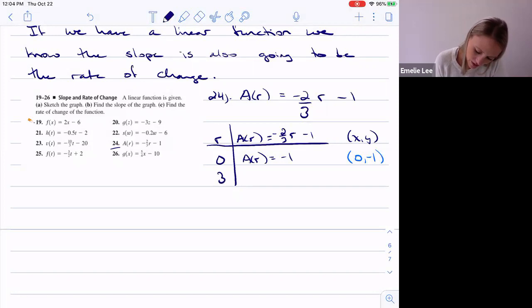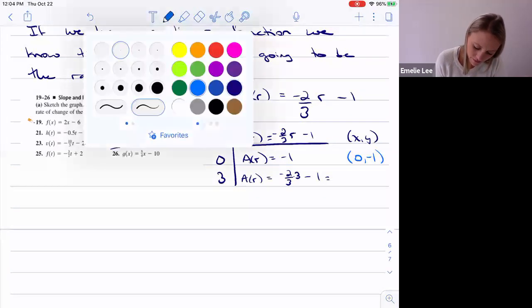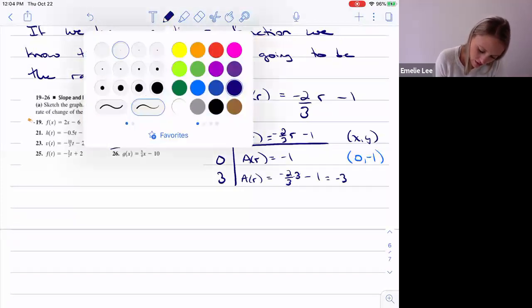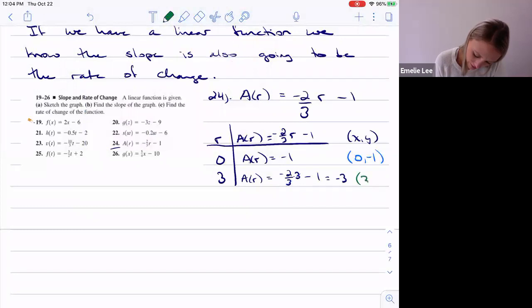So here, if I use 3, then a of r is going to be negative 2 over 3 times 3, and then minus 1. Well, 3 over 3 cancels. Negative 2 minus 1 is negative 3. So now at this point here, I'm at 3, negative 3.